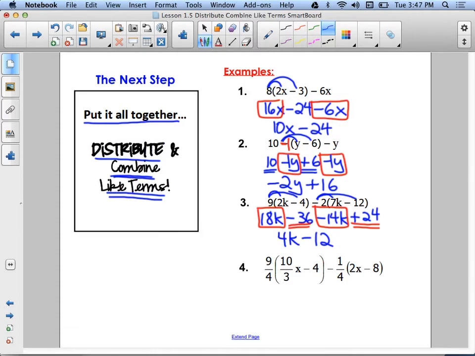All right, now we have some fractions on number 4. Again, don't be alarmed. We can do this. And again, feel free to use your fraction calculator if you have one at home, but I'm going to do these by hand. So first we're going to multiply 9/4 times 10/3. So I'll do this over here. 9/4 times 10/3. I'll cross cancel.